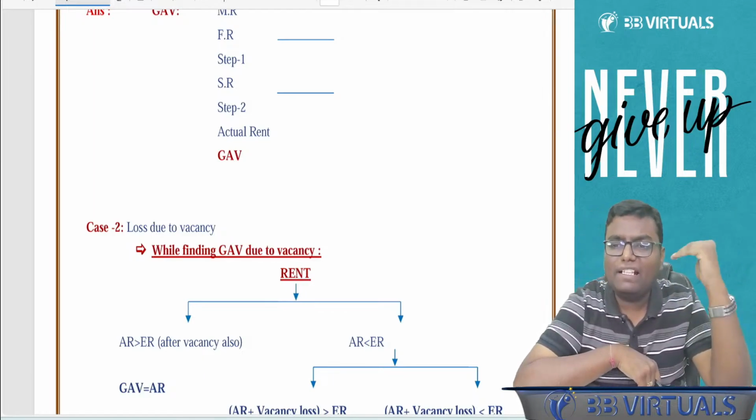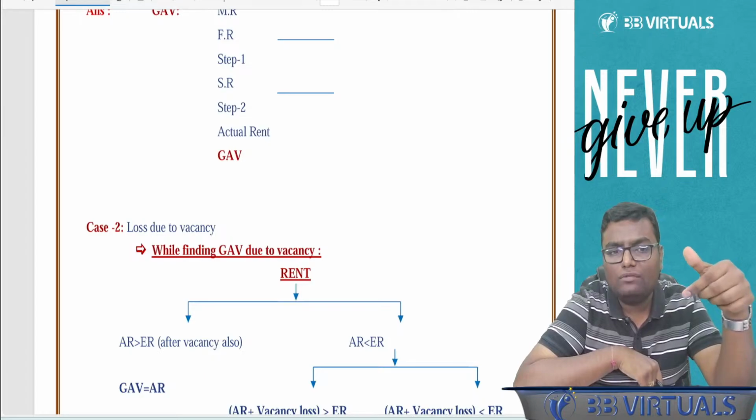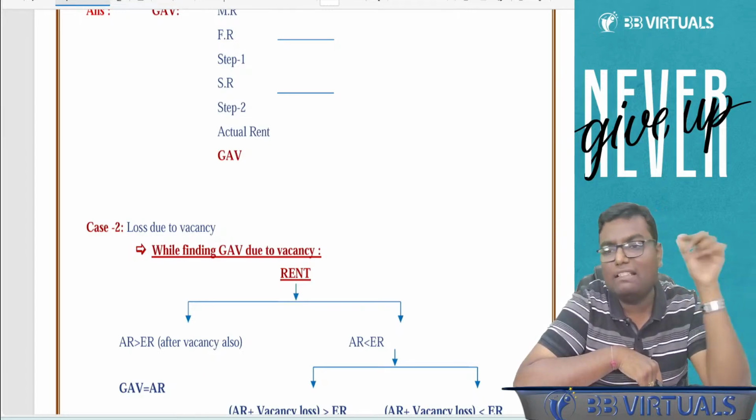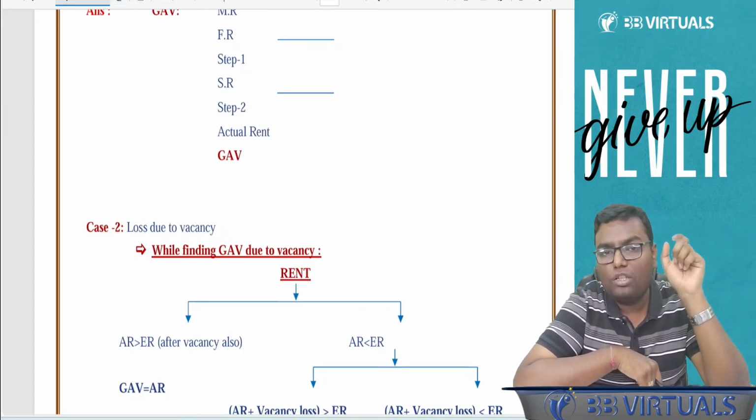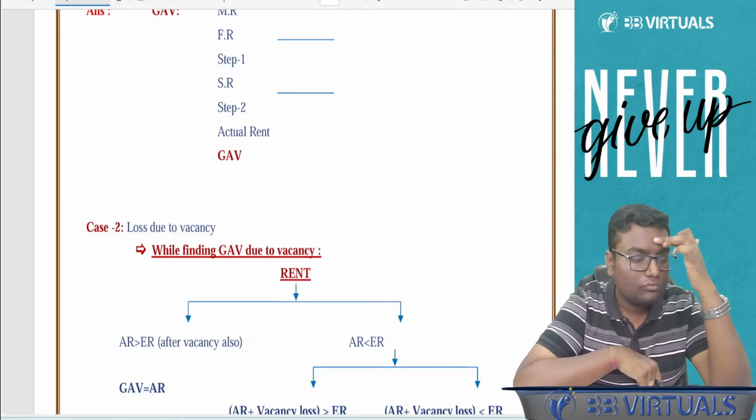Now we have to see the second topic which is related to gross annual value, and that is loss due to vacancy.